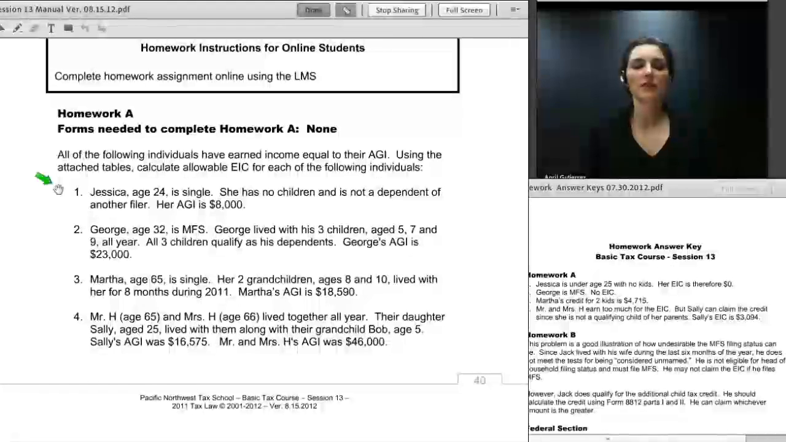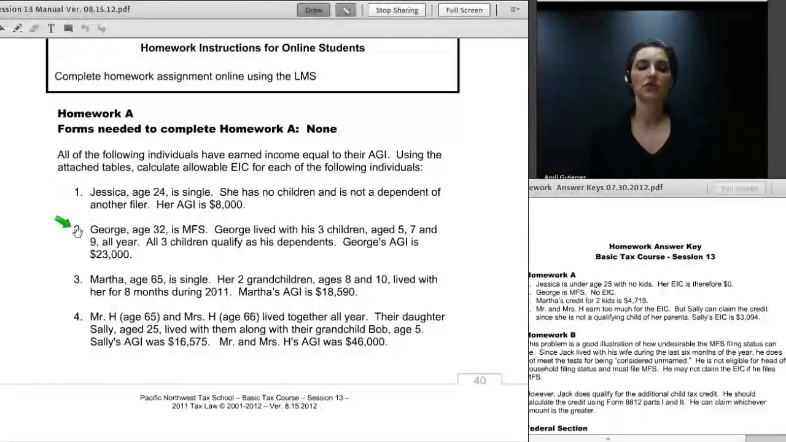Jessica, age 24, is single. She has no children and is not a dependent of another filer. Her AGI is $8,000. How much is her earned income credit? Well, the answer to that one is 0. She is too young to claim the earned income credit without a qualifying child. In order to claim the EIC without a qualifying child, you must be age 25 or higher and not yet age 65, and Jessica is simply too young.